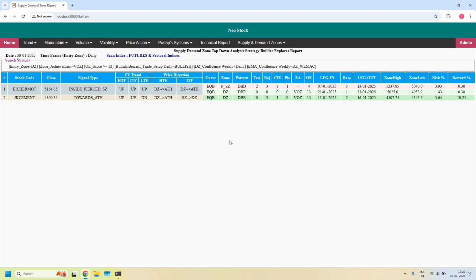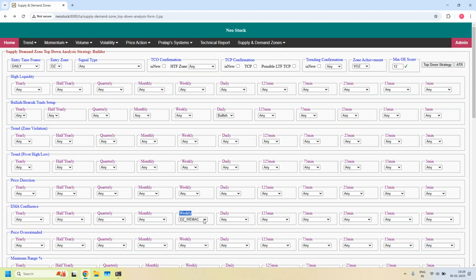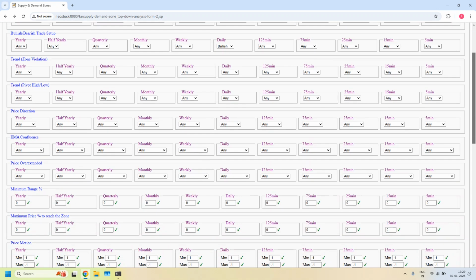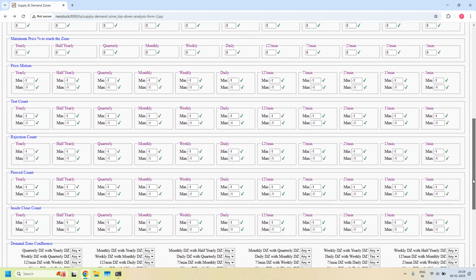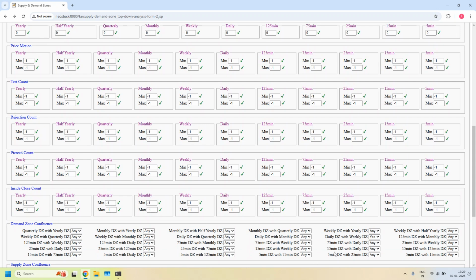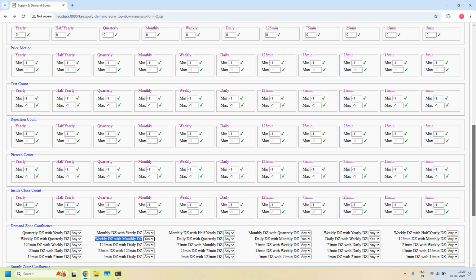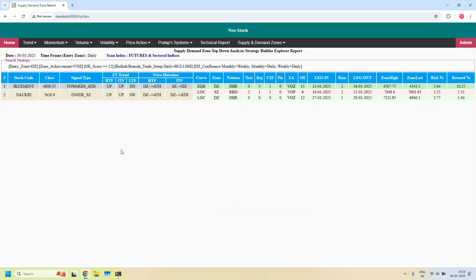Next, let us look for LTF, ITF, HTF demand zone confluence. So I am removing this EMA filter. This is ITF specific. So in the HTF specific, 3 filters we have to add: daily, weekly and monthly demand zone confluence. First filter is already enabled, daily with weekly zone confluence. Second filter, daily demand zone with monthly demand zone confluence. Third filter, weekly demand zone with monthly demand zone confluence. With all the three filters set, we got two stocks.